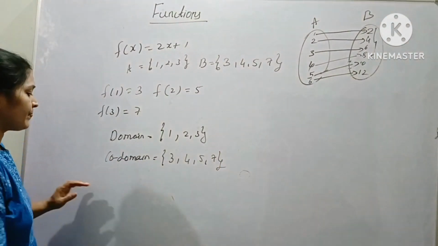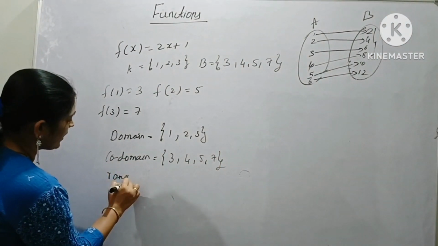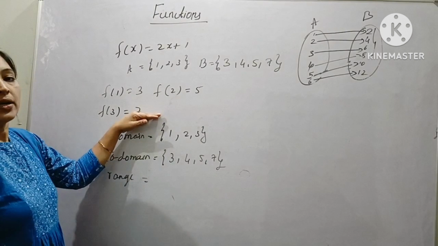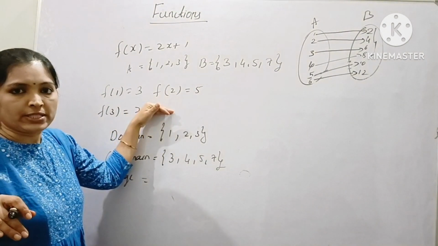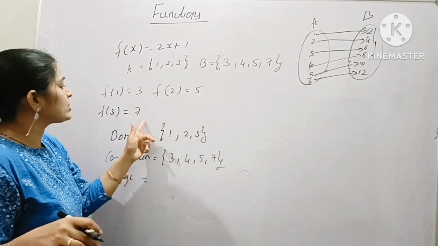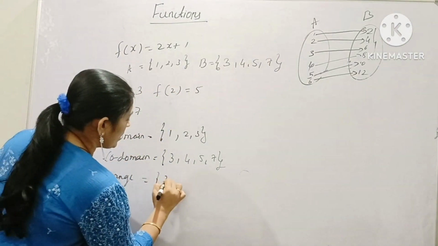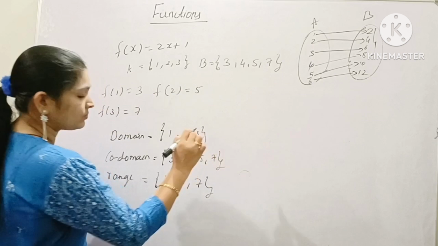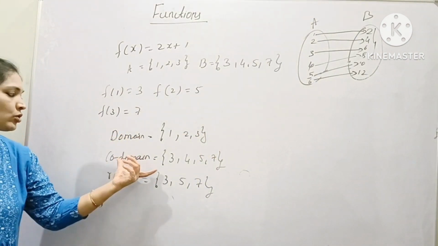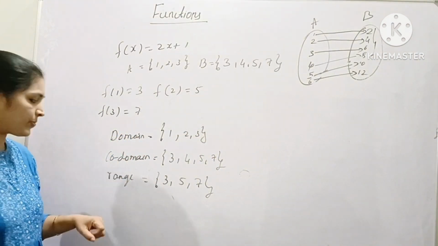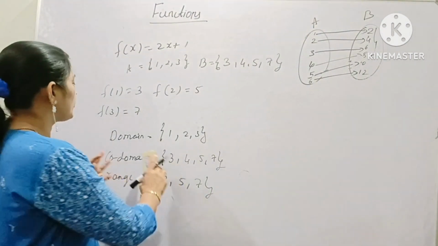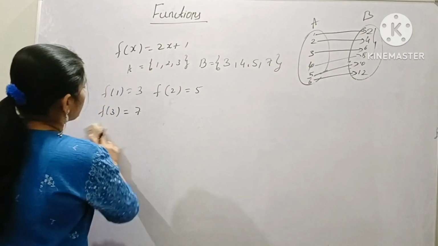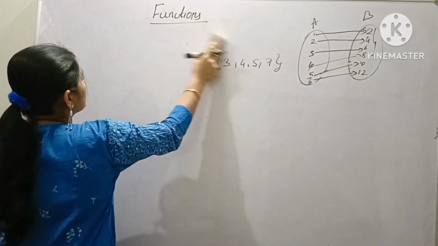So what is the range? Range of the function is nothing but the set of all the elements that have pre-images, right? That is 3, 5, 7. So domain of the function, codomain of the function, range of the function. Now let us solve one more problem that is very important.